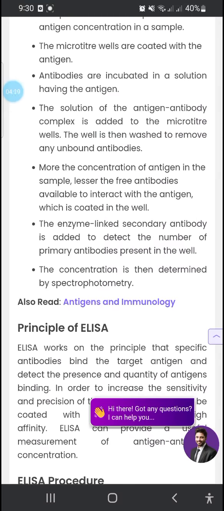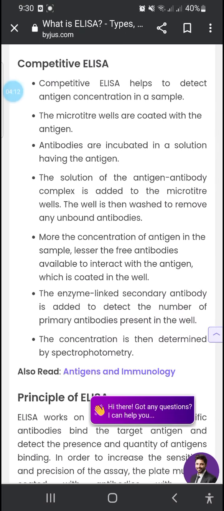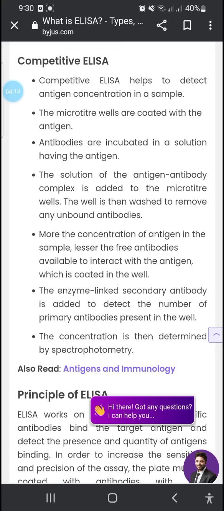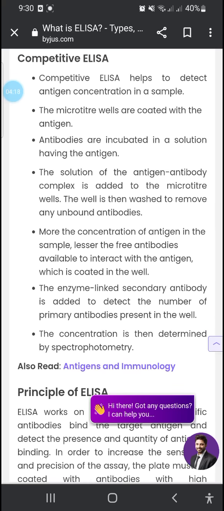Competitive ELISA. Competitive ELISA helps to detect antigen concentration in a sample. The microtiter wells are coated with the antigen. Antibodies are incubated in a solution having the antigen. The solution of the antigen antibody complex is added to the microtiter wells.